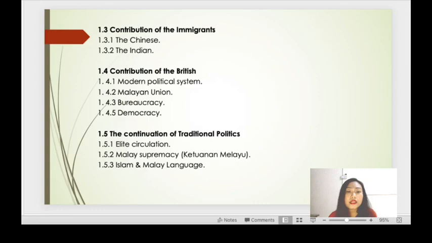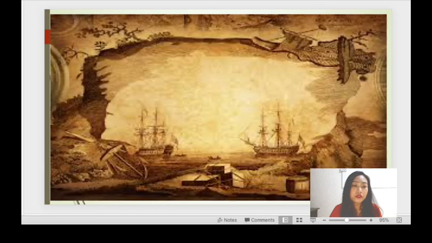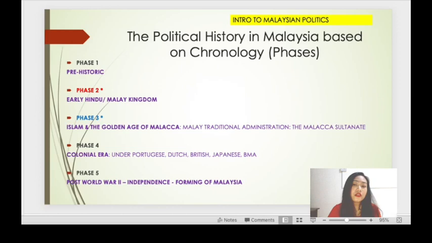Alright class, let us proceed to our first topic of the first chapter for today. Alright, the political history in Malaysia based on chronology or phases. So there are 5 phases in political history in Malaysia. The first one is phase 1, prehistoric. Phase 2, early Hindu or Malay kingdom. Phase 3, Islam and the Golden Age of Malacca, in which we will discuss this further later on. Phase 4, the colonial era, and phase 5, post-World War II, through independence and the forming of Malaysia.